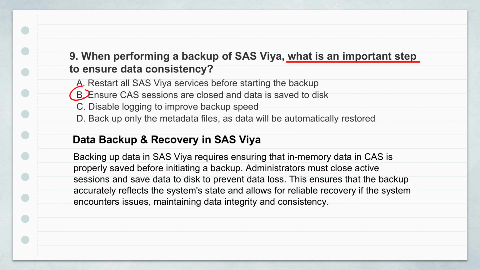Why is it so crucial to close those CAS sessions before initiating a backup? What could go wrong if you don't? Well, because of how CAS operates with in-memory data, if you perform a backup while sessions are active, you run the risk of not capturing the very latest state of your data. Okay. Any data that resides in memory but hasn't yet been flushed to permanent storage would simply be missed in the backup. Makes sense. By ensuring all CAS sessions are properly closed and all in-memory data is saved to disk, you guarantee that your backup provides a consistent and complete snapshot of your Viya environment. This prevents potential data loss and ensures a reliable recovery point.